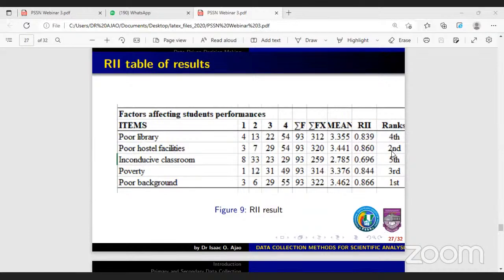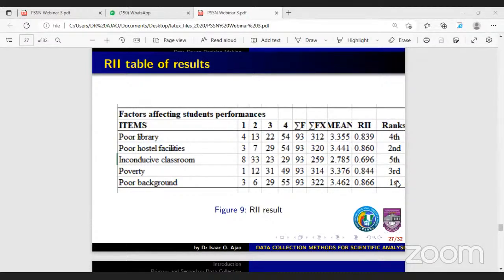How do we take the decision here? We must take a decision. We are talking about making a valid decision. Though here, there is no laid down rule like in setting up hypothesis, where you reject your H naught once your p-value is less than the level of significance alpha. No. There's a rule of thumb here that once the RII is less than 0.6, then it is not a good contribution to factors affecting student performance. But all of them here, you can see, are above 0.6.